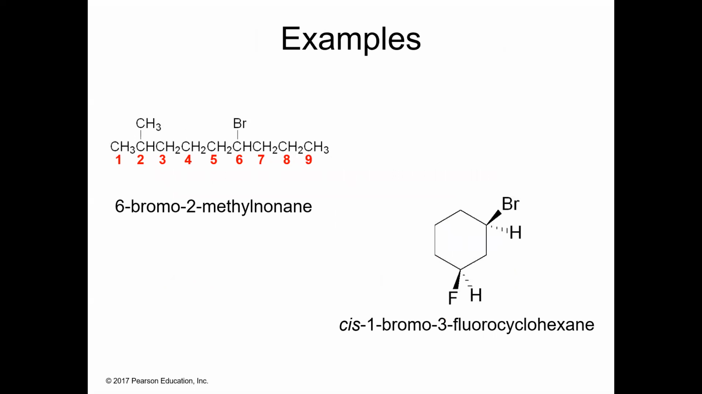Okay, here are some other examples. We alphabetize, so 6-bromo-2-methylnonane. And then this one down here is cis-1-bromo-3-fluorocyclohexane. Okay, we assign the bromo as number 1 because it comes first in the alphabet.